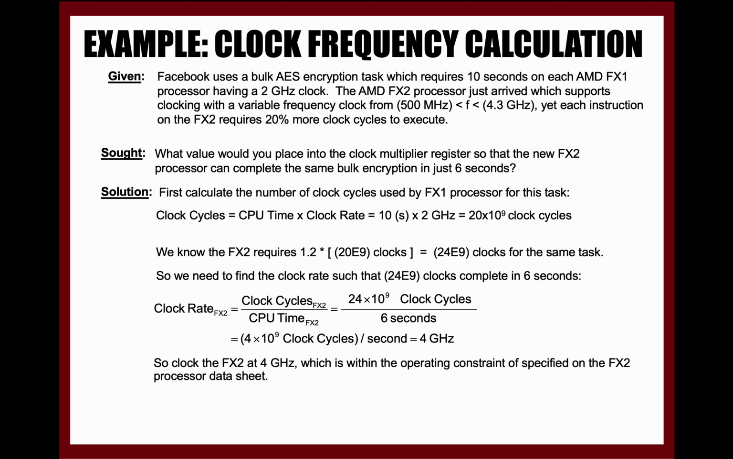Now, the clock rate. 24 × 10^9 clock cycles in 6 seconds equals 4 × 10^9 cycles per second, which is 4 gigahertz. So the clock for the FX2, to meet our objective, needs to operate at 4 gigahertz, within its specified range, by setting the processor to this rate. The encryption task would complete in the desired 6 seconds on the FX2.